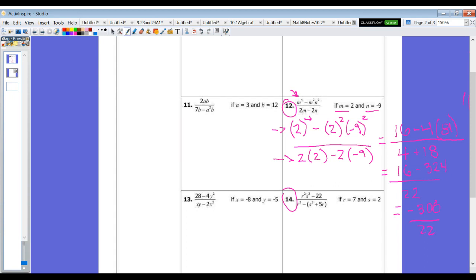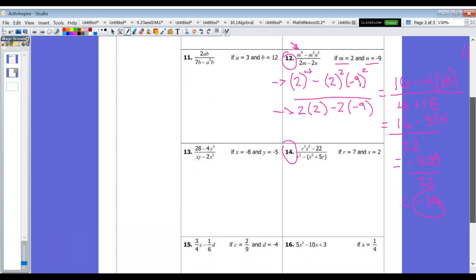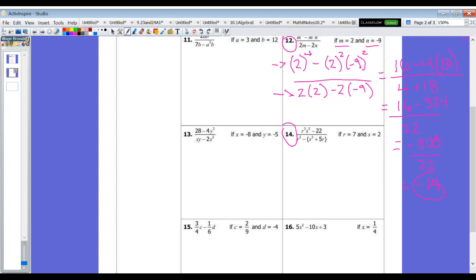And if I do that math out, the first thing you always want to do is see if it actually simplifies. Do that division, negative 308 divided by 22. And it turns out it does. It's negative 14. Okay, so why don't you pause the video one more time and see if you can get number 14. And then when you come back, I'll show you how to do this one again. So pause the video.